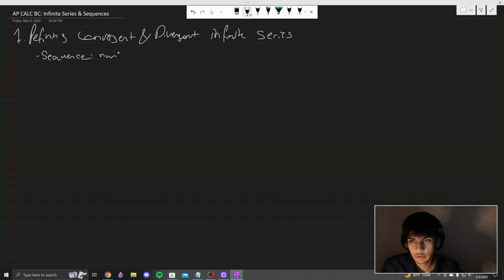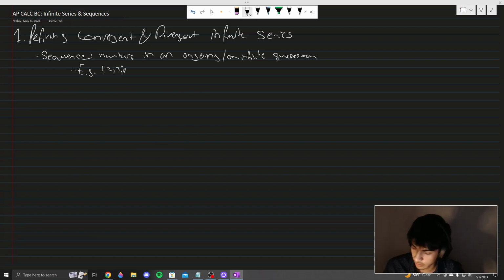So numbers in an ongoing or infinite succession. Now, to write an example of this, we can have like 1, 2, 3, 4, or you can have 1/2, 1/3, 1/4, or 1, -1, 1, -1. So we have all types, like alternating or constant, you know.